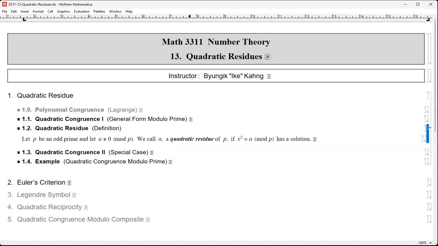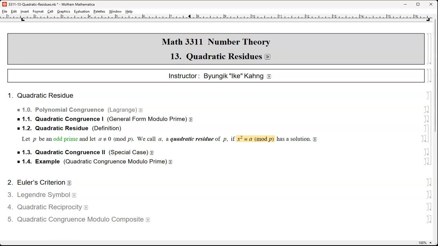Previously we defined quadratic residue. Remember, let P be an odd prime and let A be non-zero mod P. Then we call A a quadratic residue of P if this congruence, x squared is congruent to A mod P, has a solution. If there's no solution, then A is called a quadratic non-residue.